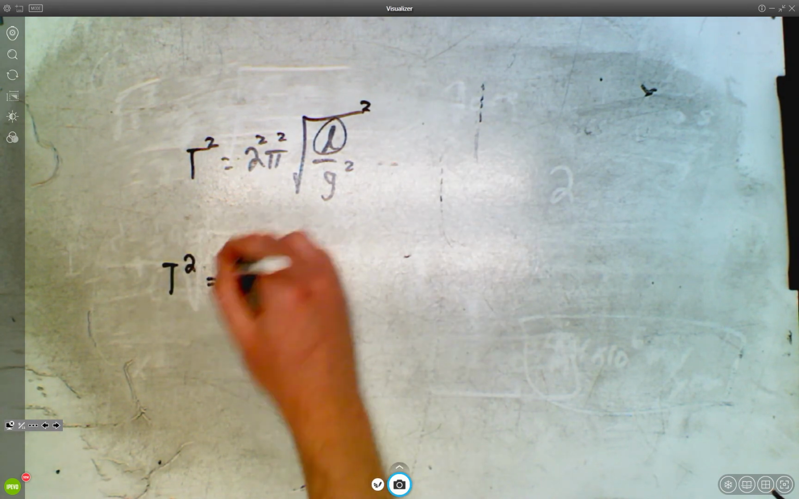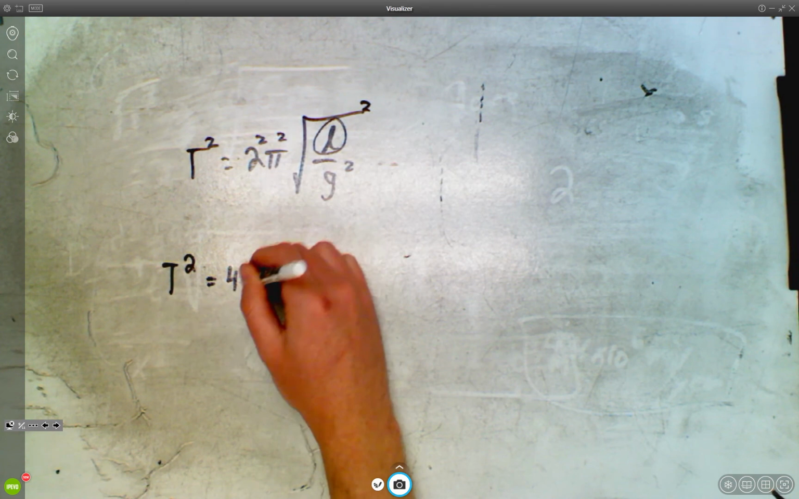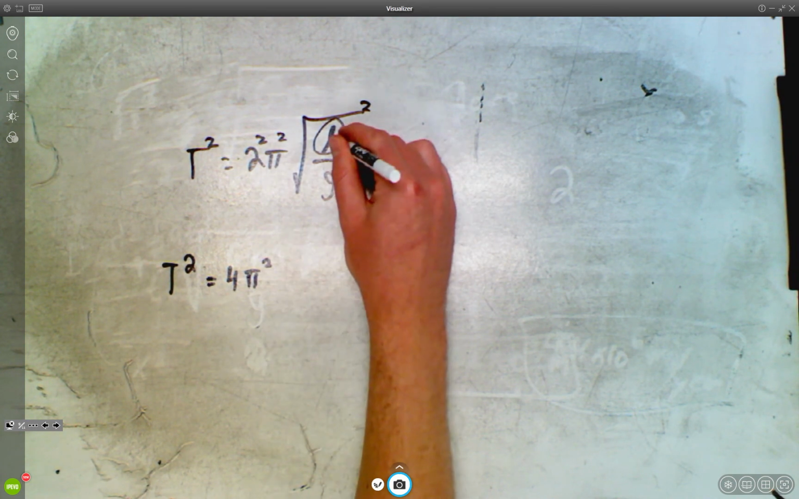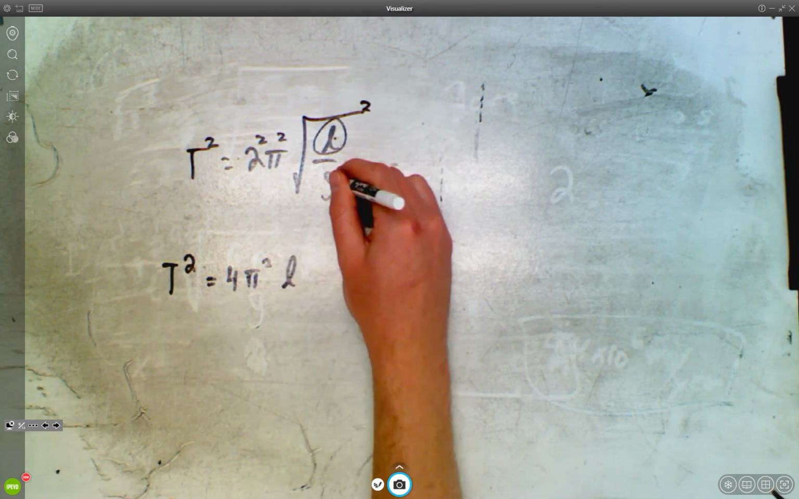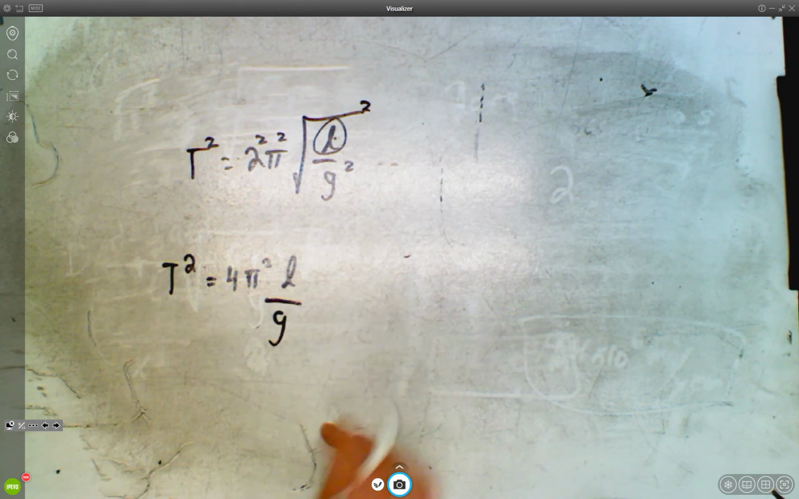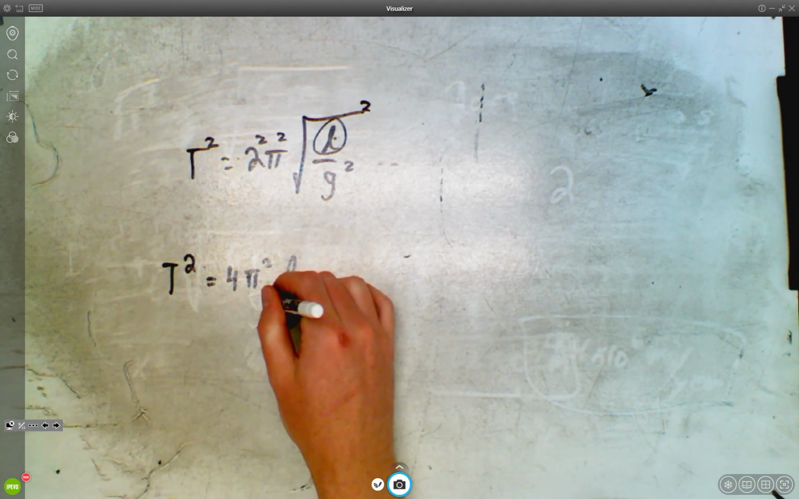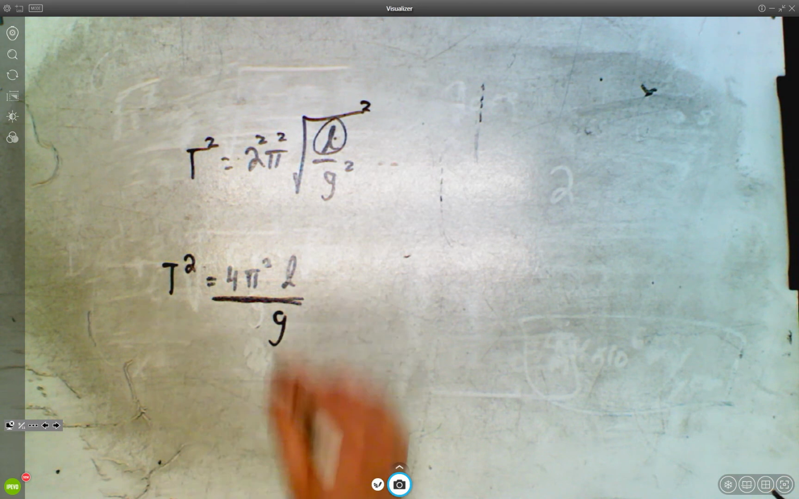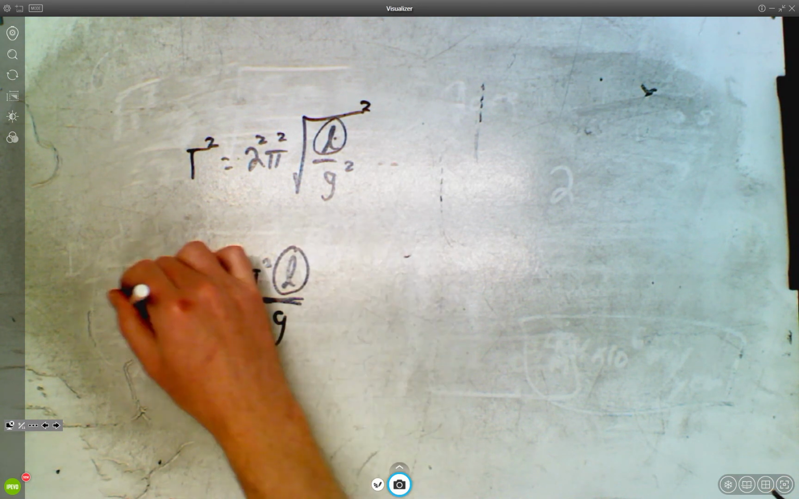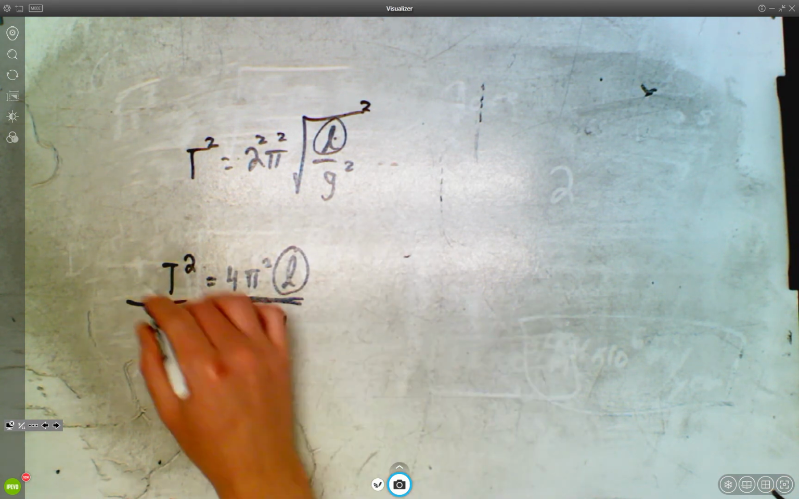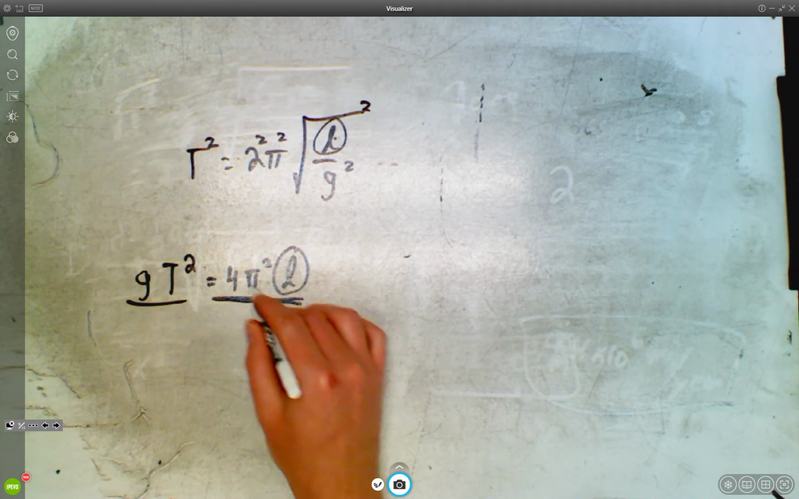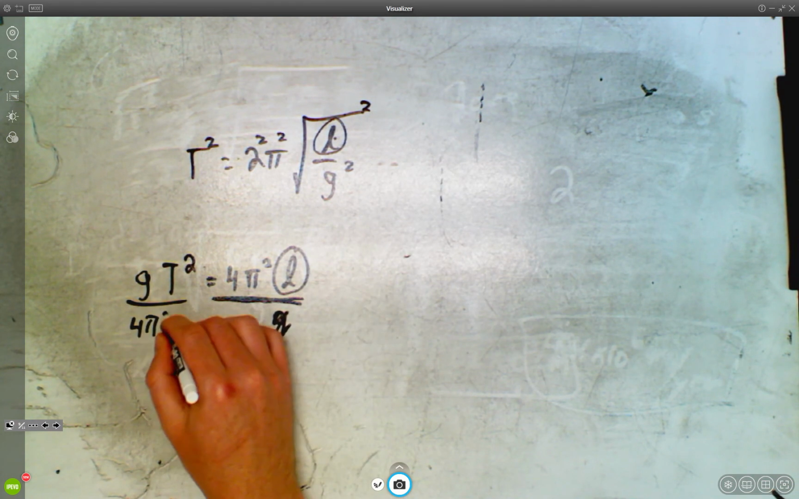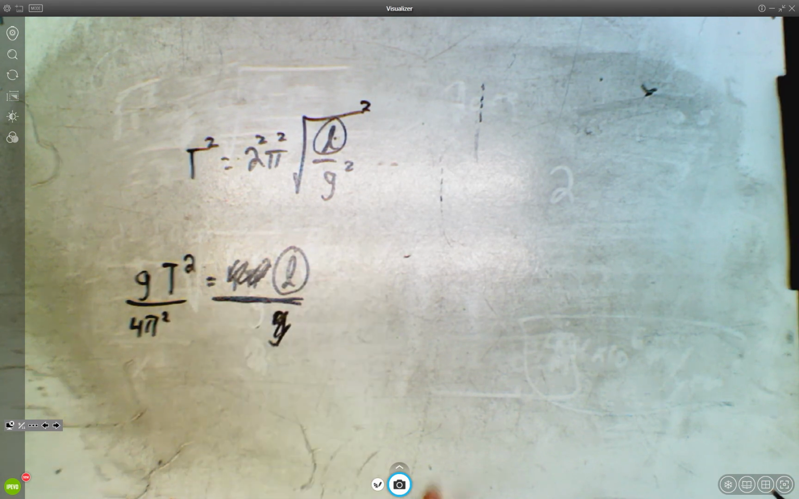So we have T squared, 2 squared is 4, pi squared is pi squared, and L squared square rooted is L, G squared square rooted is G. And because we just have multiplying and dividing, you can always extend that line if it's just multiplying and dividing. Okay. And now we want to isolate for L. Well, let's just rearrange. We'll move the G up top, and then the 4 pi squared down below. And I'm rearranged. And that's it.